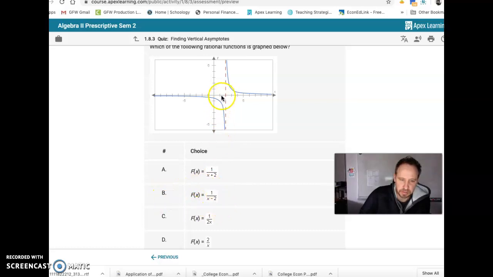So quickly, you can kind of see that letter B is going to be your answer. Just based on your graph, you know x is a positive number. Here it's at 2, and 2 minus 2 is giving you 0. So give that a shot. Just remember, you got to get that denominator to be 0.